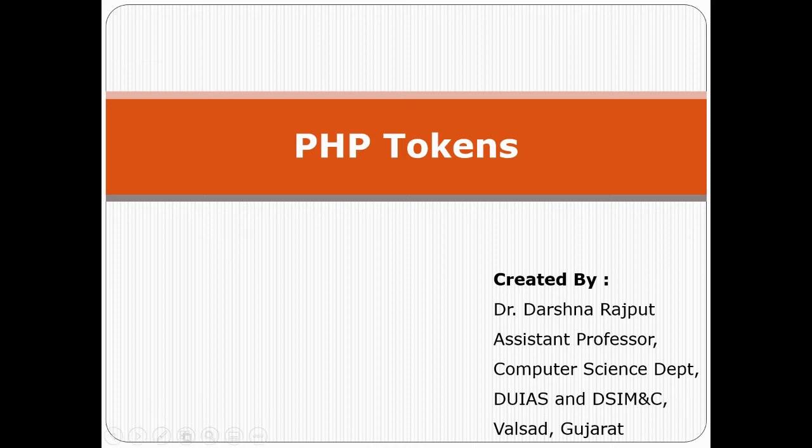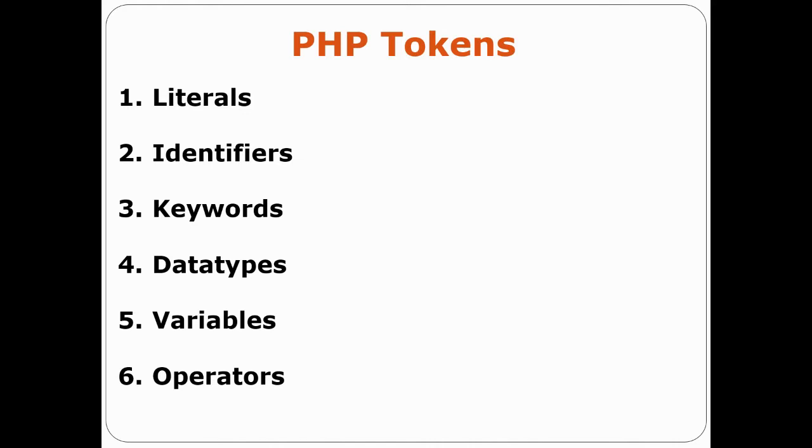Hello again. This is my second video regarding PHP tokens for the first week of this course. Tokens means the smallest unit of programming that builds the program. In PHP, six different tokens are there: literals, identifiers, keywords, data types, variables, operators.